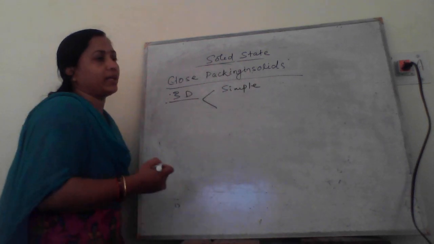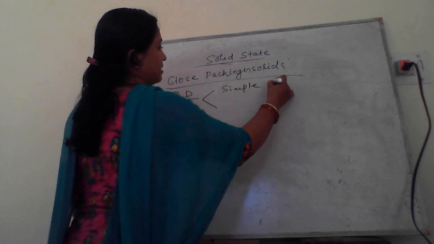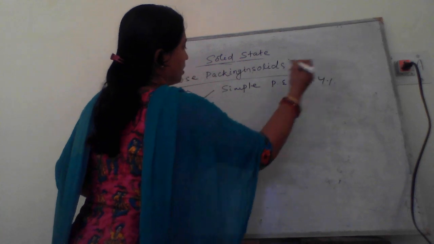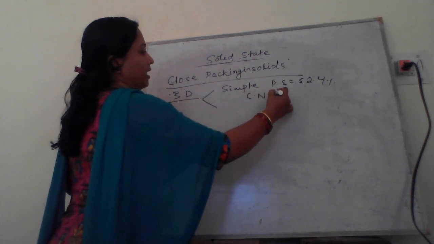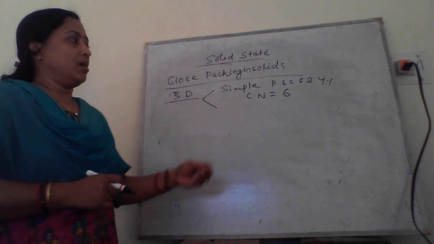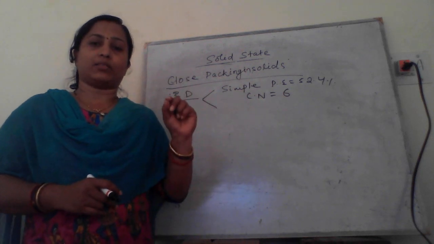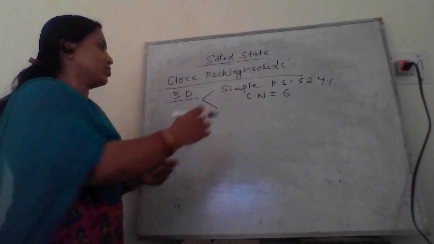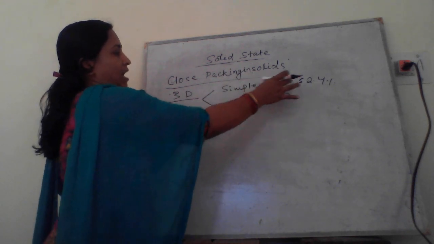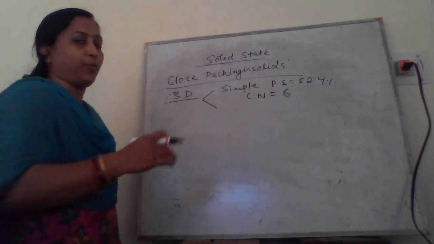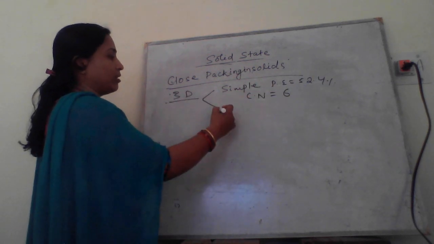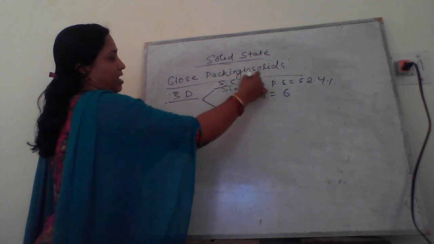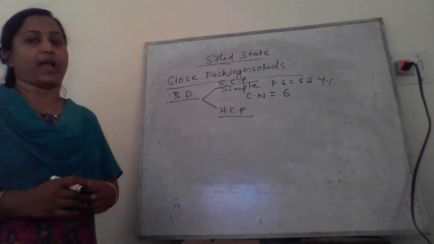Simple cubic unit cell, where the packing efficiency is just like square close packing, that is 52.4%, and the coordination number is 6 because here each atom simultaneously touches 6 of its nearest neighbors. So here the coordination number is 6 and packing efficiency is 52.4%.